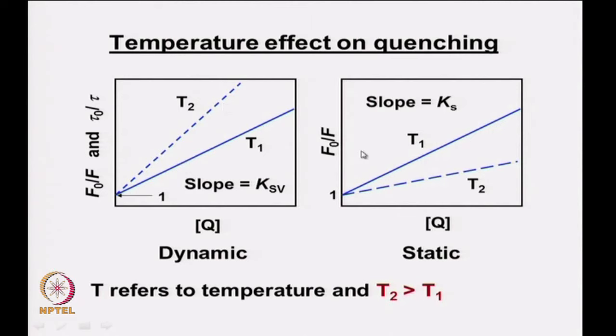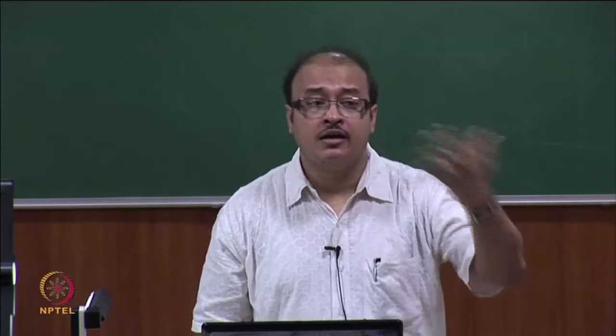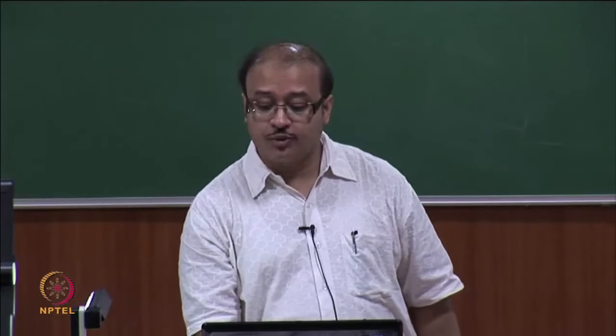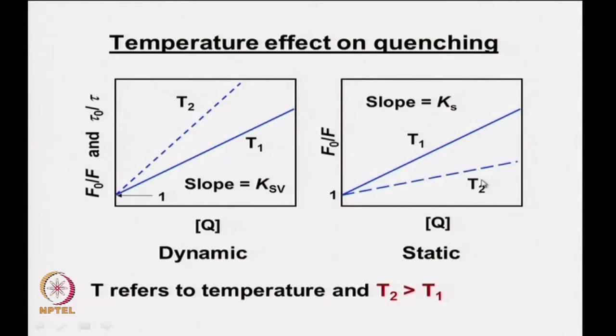However, the reverse is seen for static quenching. Remember, you are talking about a complex. Generally, if it is a loosely formed complex, and you increase the temperature, what would happen is the complex would break apart. This is exactly what you are seeing here. For static quenching at T1, this is the slope you are looking at, but at T2 the slope has decreased. Why? Because the quenching has decreased. Because the complex you are forming at the high temperature is not as stable as it was at the lower temperature, and hence you can see the quenching has decreased.